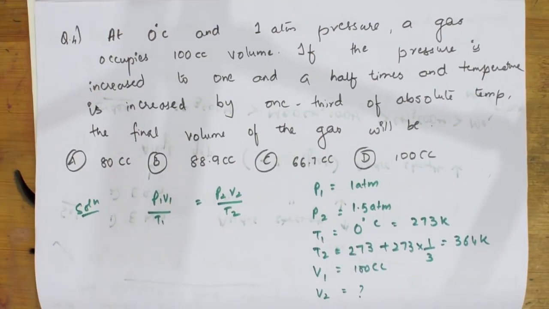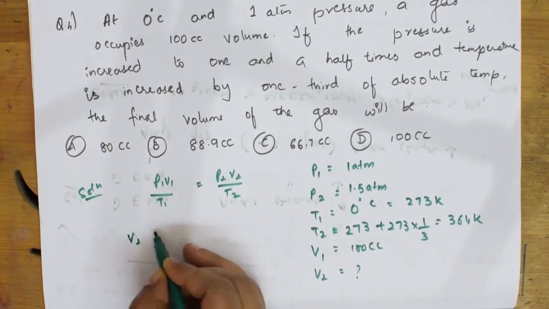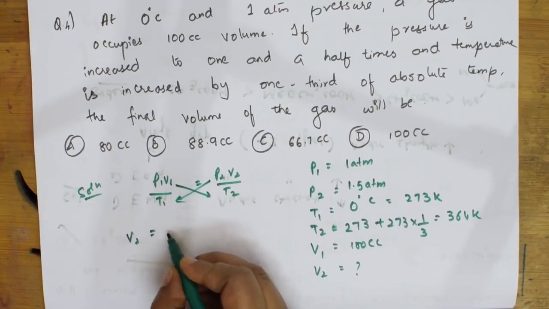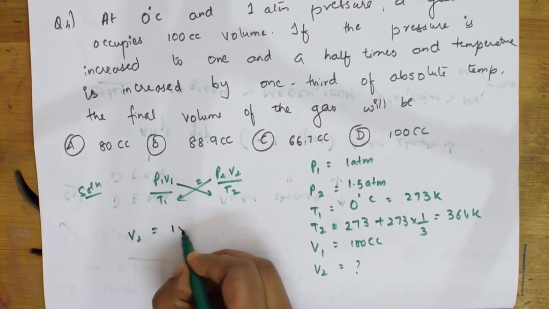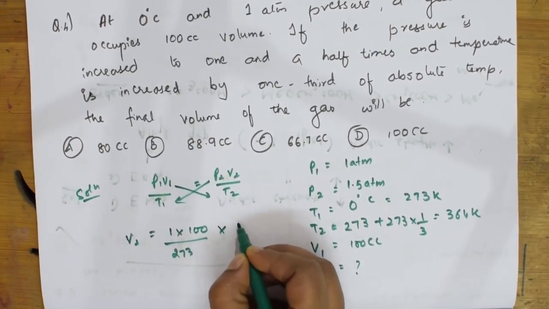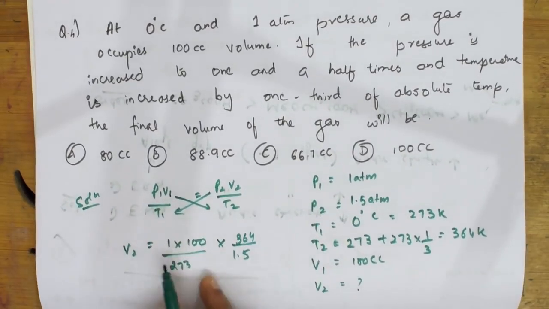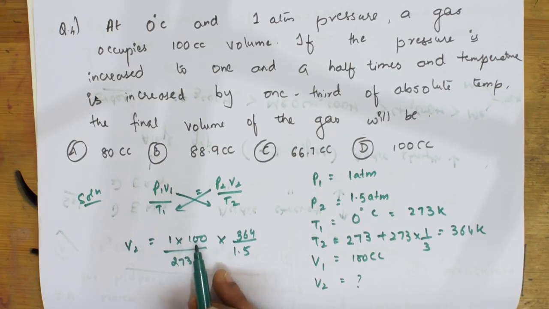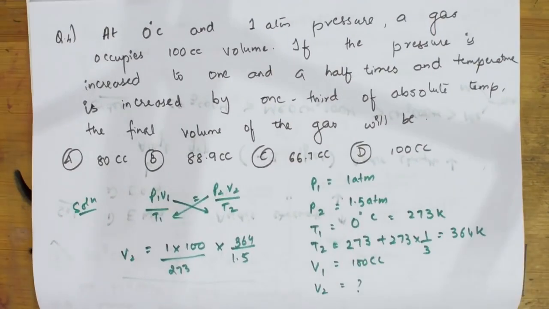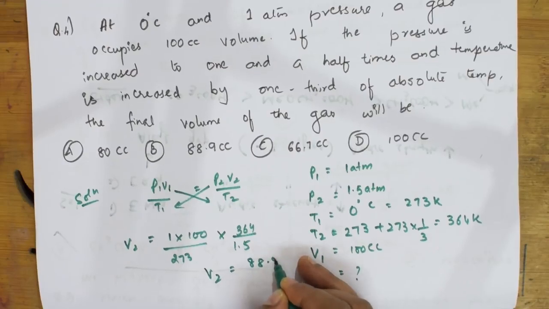Now let's start off applying. So V2 I need to find out. Let us take V2 out. V2 is equal to, cross multiply this with this and this cross multiply. So I get V2 is equal to 1 into 100 divided by 273 into 364 by 1.5. This is nothing but I cross multiply. This is P1, this value is your V1, and this is 1.5 as usual, which I have taken from here. When I solve this, I get an answer: V2 is equal to 88.9 cc.